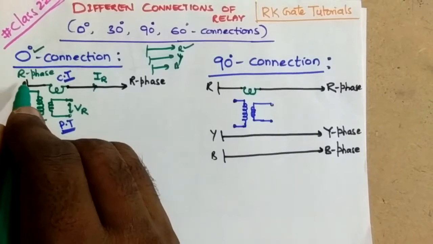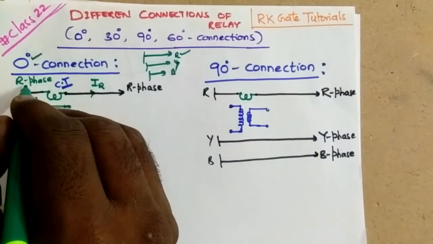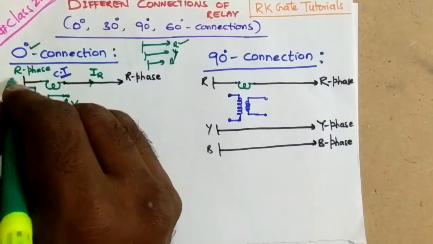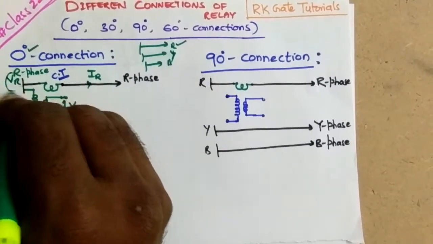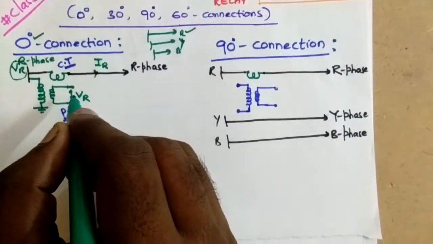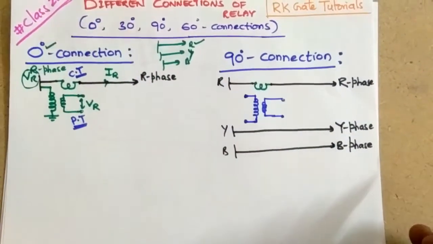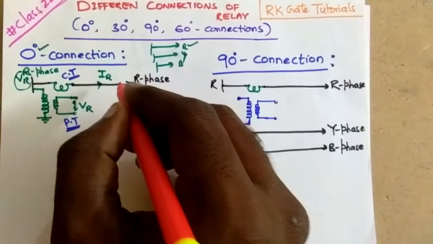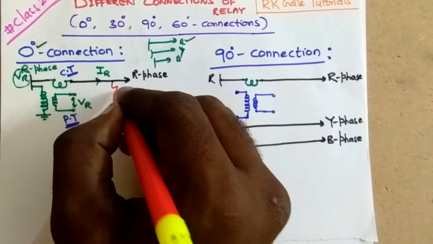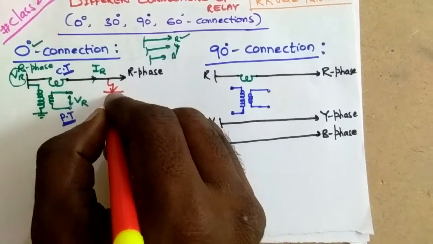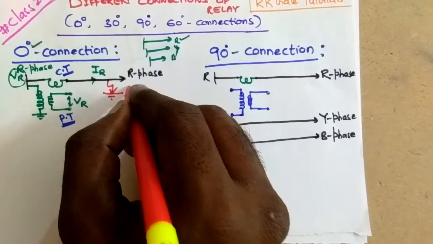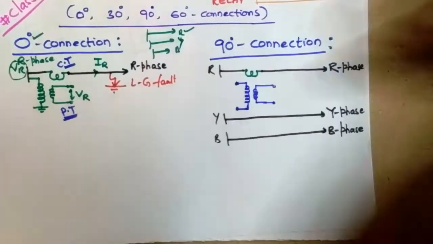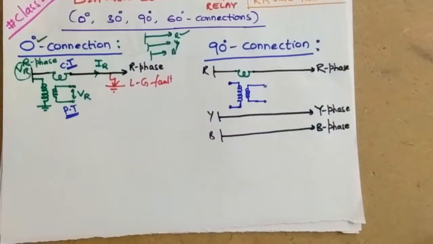We are connecting the PT also to the R phase. So whatever the voltage is, that voltage will appear here. Let us say this is VR. This VR will be applied across the secondary of the potential transformer. What happens when the fault occurs? Let us see. There is a short circuit fault, let us say line to ground, an LG fault. Then what is the behavior of this 0 degree connection?